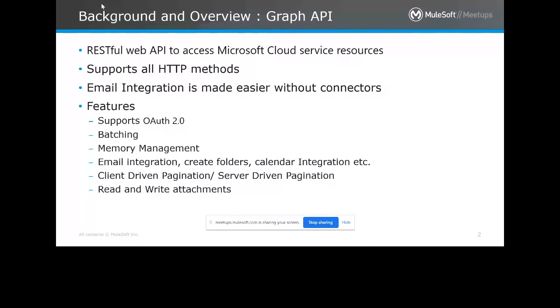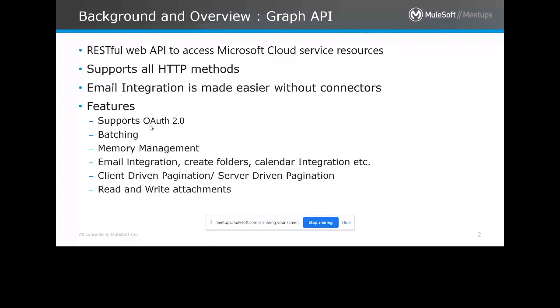The latest version of the HTTP request is built for authentication, or we can use a caching mechanism for the authentication access tokens. Batching is a very interesting feature in the Microsoft Graph API. I'm not talking about the batching of MuleSoft, it's the batching behavior of the Graph API, where we can send small chunks of requests in one go.